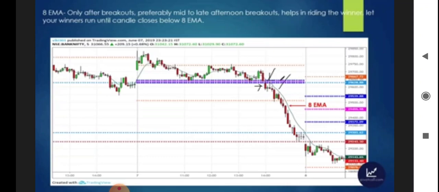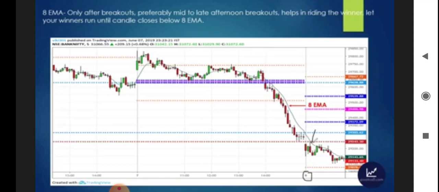Just plot 8 EMA on your chart, and if the breakout is very strong, most of the time price respects that 8 EMA and stays below it. You can see that till 3:30 not a single candle could break that 8 EMA. Not only that, look at the next day.